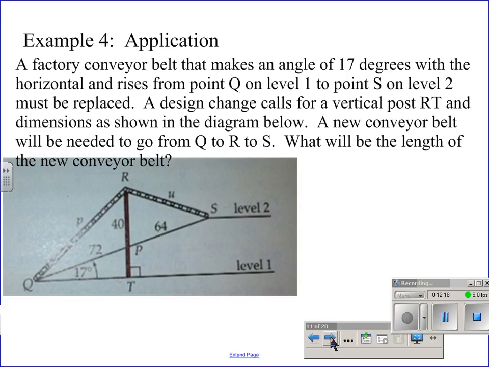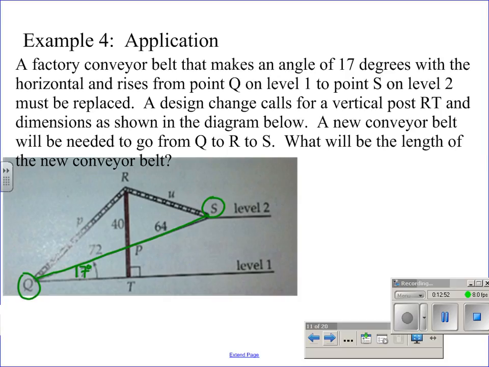In this example, what we have is a factory conveyor belt, and it's going to make an angle of 17 degrees with the horizontal, and it's going to rise from point Q on level 1 to point S on level 2. So the original belt that we're talking about is this here in green. It's going from point Q to point S. And it makes a 17-degree angle with the horizontal, and that's our 17-degree angle. And it's going to need to be replaced.